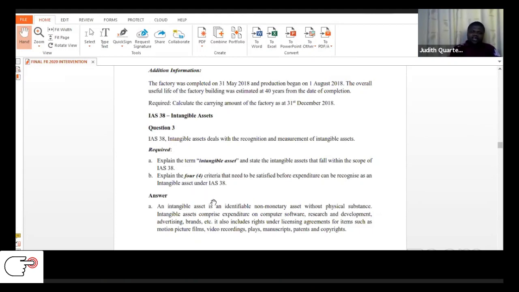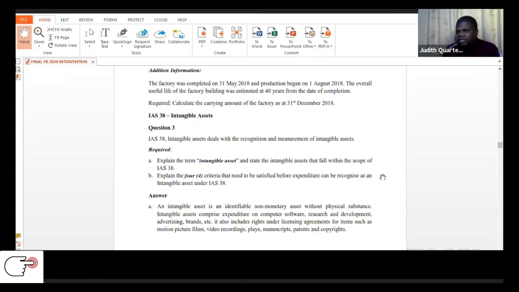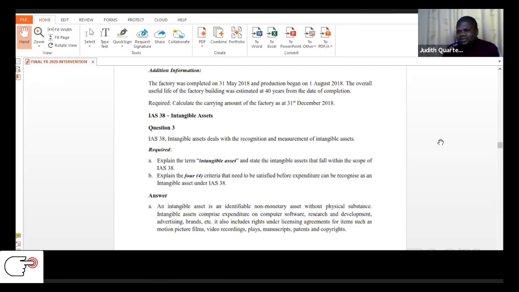Four criteria. Explain the four criteria that need to be satisfied before the expenditure can be recognized as an intangible asset. From the definition, you could see identifiability. It's an identifiable asset, so there should be some identifiability. You should be able to identify it. Then it should be separable. You should be able to separate it.